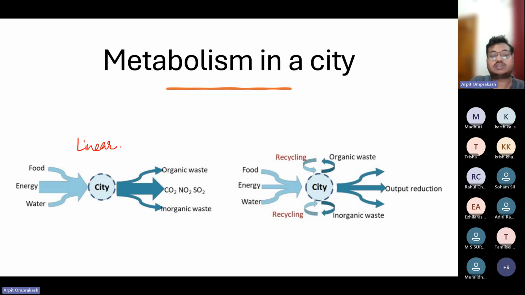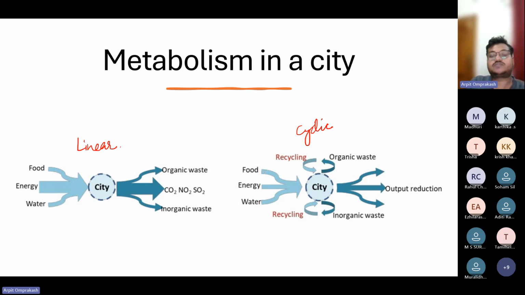So what's happening in this linear metabolism is that all these inputs are coming in, they are being used up to power the city, and the outputs that are produced are in a way toxic or harmful to the environment, but they are just released to the environment. What we want in turn in a city is to have a cyclic metabolism, where we are reusing part of the waste that is being generated by the city.